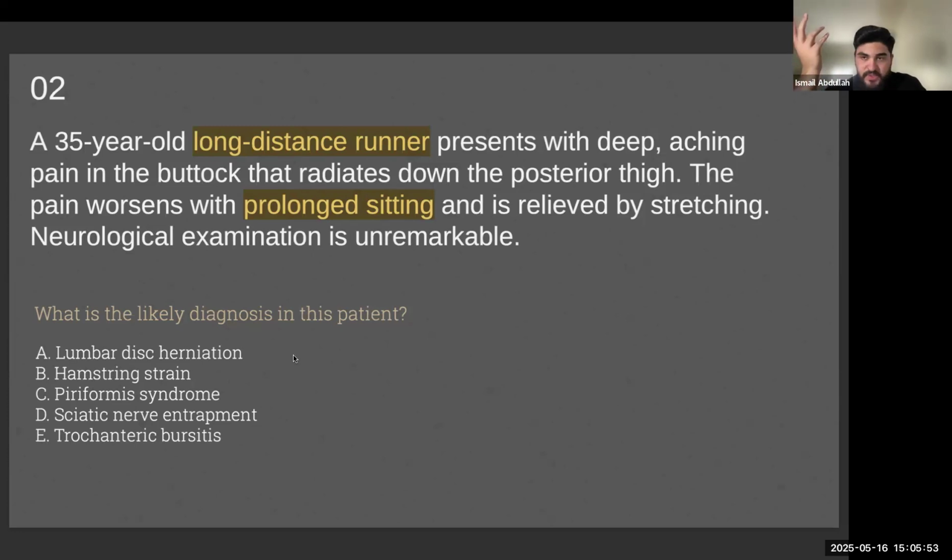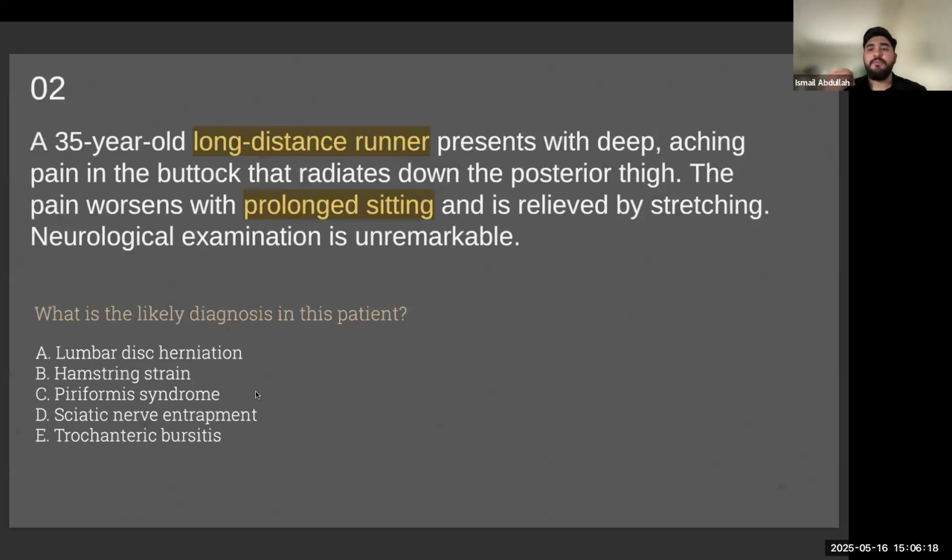It's not hamstring strain, of course. It's not trochanteric bursitis, because that's going to cause local pain, not a full radiating pain. Lumbar disc herniation is a cause of sciatic nerve entrapment, so it's one of the causes, okay? So the right answer is piriformis syndrome.